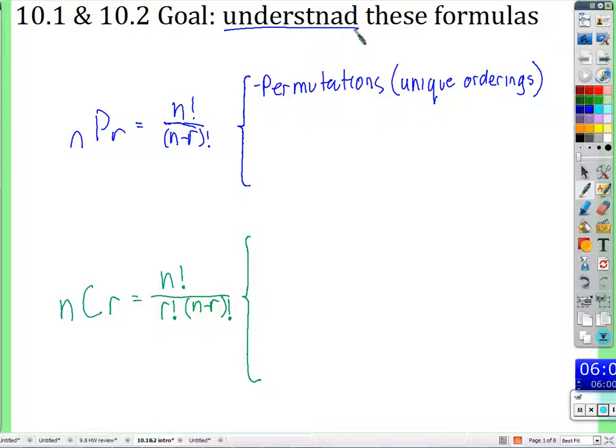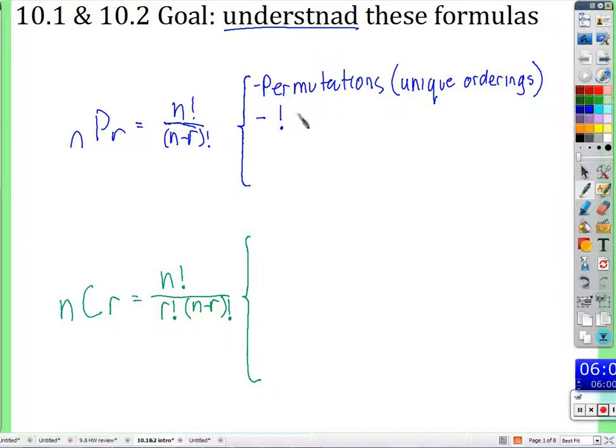Another one would be the order that makes that word actually spelled correctly. So a unique ordering, a permutation, is taking a group of stuff and putting it in a different order. So we'll talk about that.